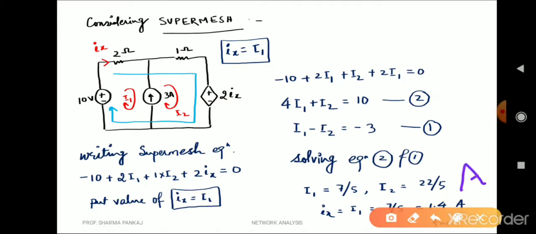Current value is in ampere. So Ix is equal to I1. So the value of Ix equal to I1, which is 7 by 5, which is 1.4 ampere. This is your solution. This is your answer.